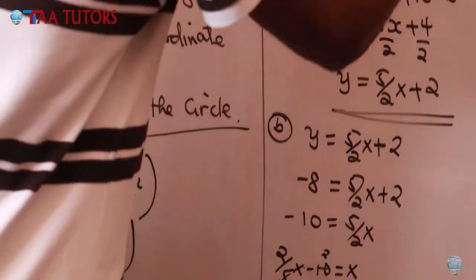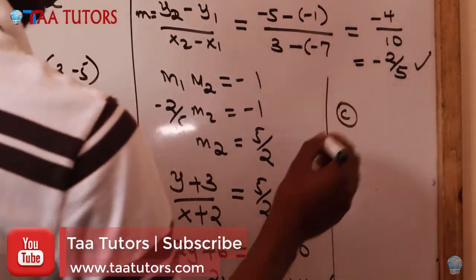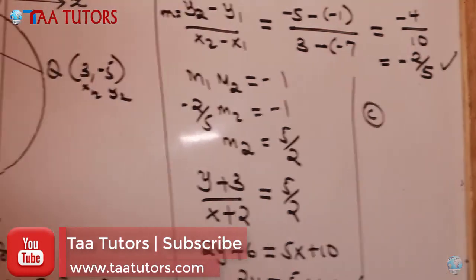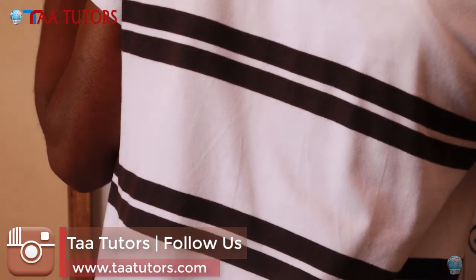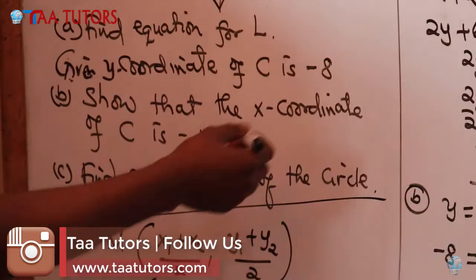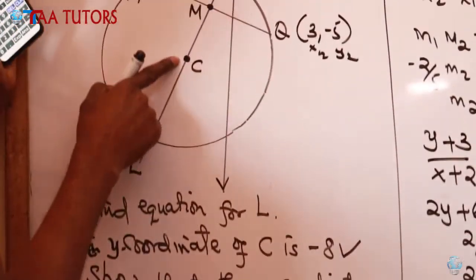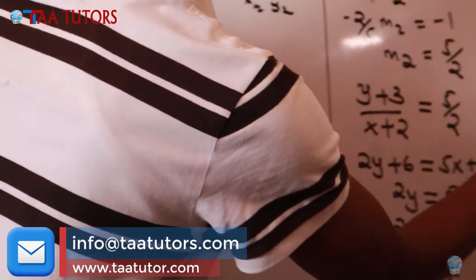So the coordinate of the center of the circle, if you go to point C, which is now asking us to find the equation of the circle, we know that we have to get the center of the circle, which is -4, -8. That's what they told us. C is the center, and the y coordinate is -8, and we have got the x coordinate, -4. So this is the center of the circle.